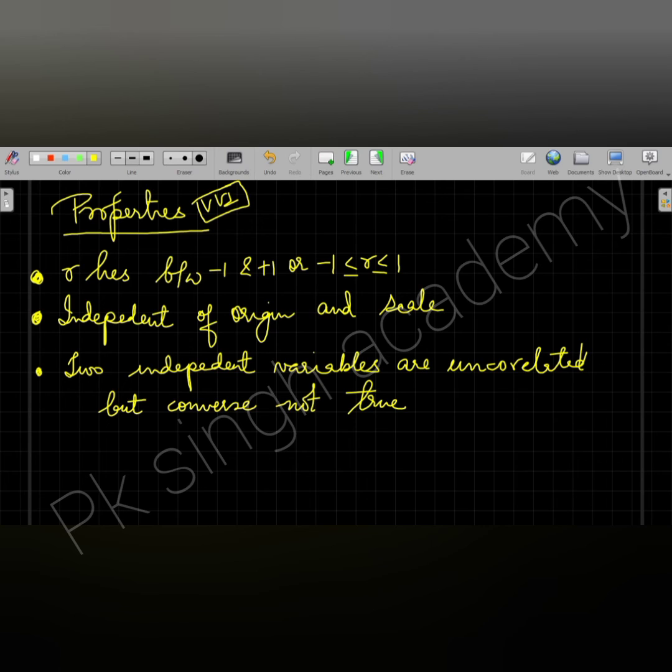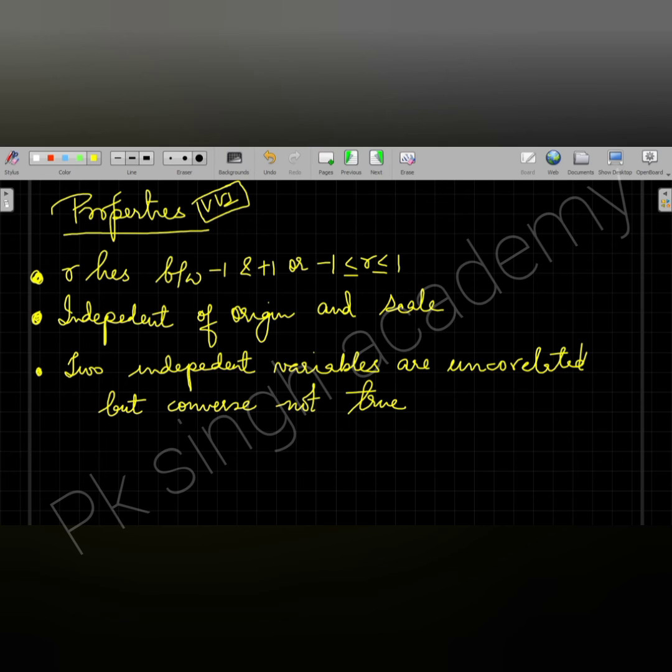I have explained this in my previous videos. Those who have not gone through my previous video, please go through it, because there are some points which I have explained there, and here I have not explained the same thing. We are doing a revision, so I am not wasting much time. So it is independent of origin and independent of scale.